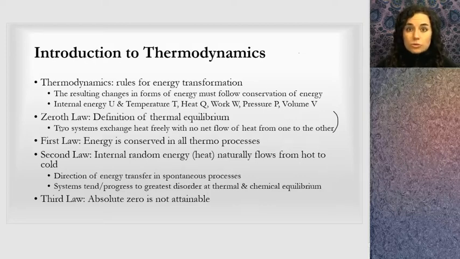So this is a fundamental principle. This is the rule for energy transfer. The direction of energy transfer in spontaneous processes is from hot to cold. This is another corollary of the second law. Systems tend and progress to the greatest disorder at thermal and chemical equilibrium. So you can see that there's a couple of caveats on this law, and it gets a whole lesson to itself, and I will explain this later.